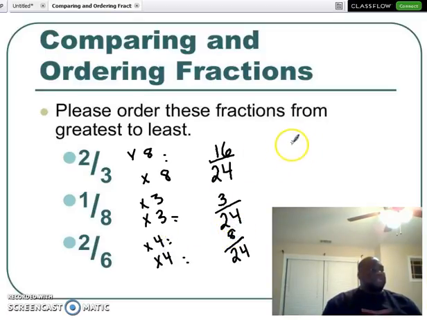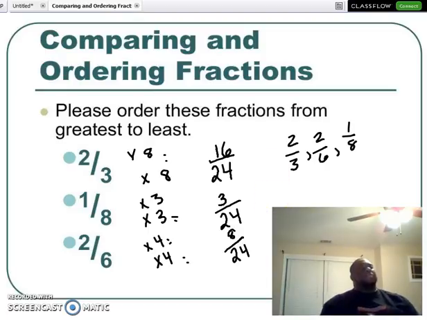So the greatest would be 2/3, then 2/6, and then 1/8. And that's how we compare fractions. You have to find the least common denominator. The least common denominator is the same number that all three of those bottom numbers can go into.